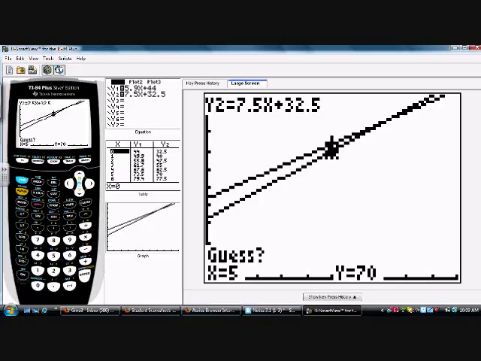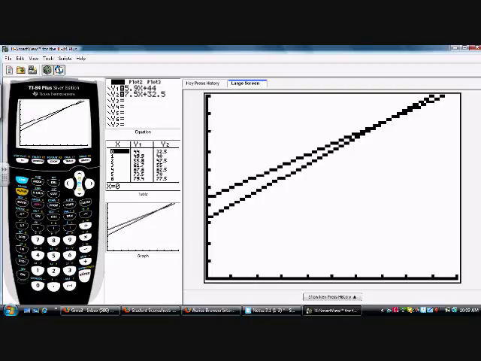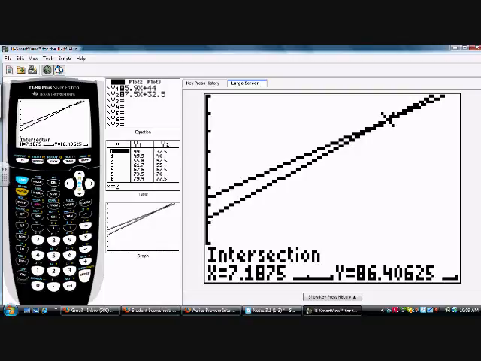The little flashing X needs to be near their intersection. There's only one intersection, so it's not going to be an issue. Just hit enter, enter, enter, and voila. It tells me those two lines intersect at 7.1875 and 86.4.